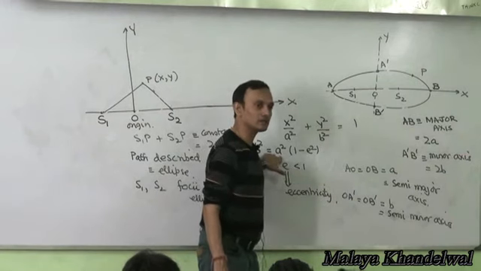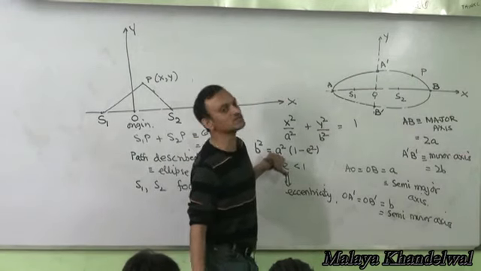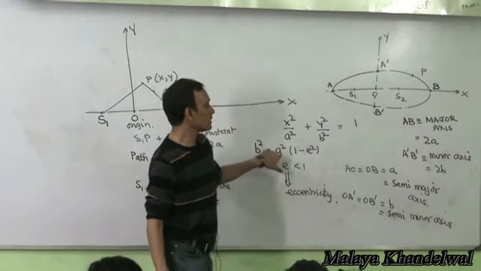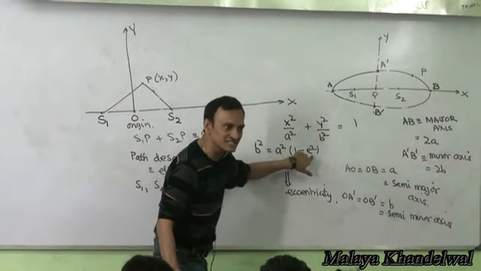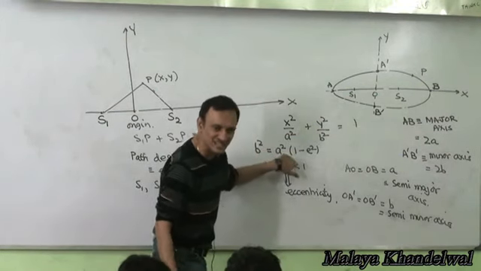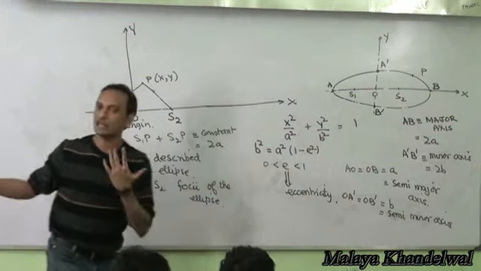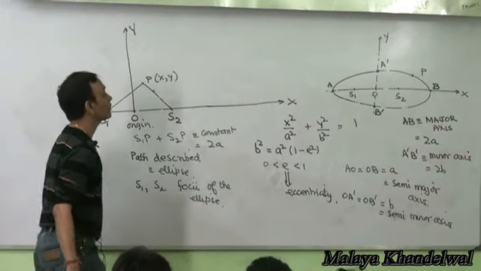B is less than A. The semi-minor axis will be less than the semi-major axis. Because B squared is A squared minus A squared E squared. So B squared is less than A squared, or B is less than A.